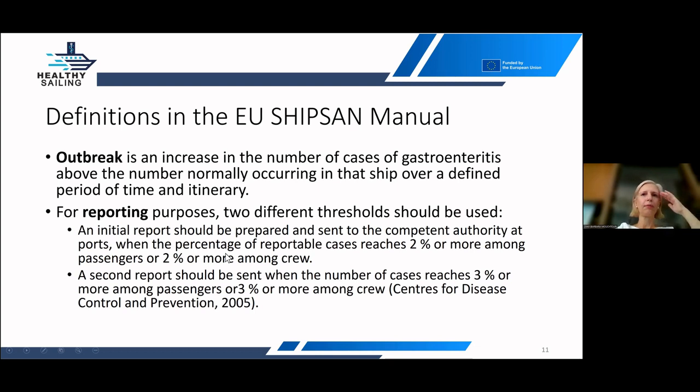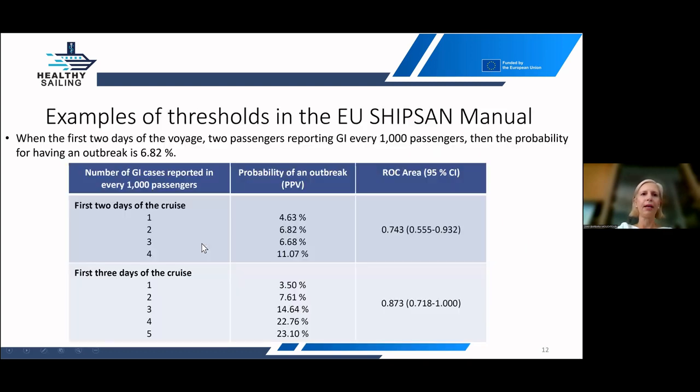So we need to remember that we have a definition of an outbreak, which is an increased number of cases more than what we normally expect. And the second threshold is used for reporting purposes, and this is the 2% and 3%. This should not be confused. We should not say that we have an outbreak only when we have reached the 2%. The outbreak probably starts long before.